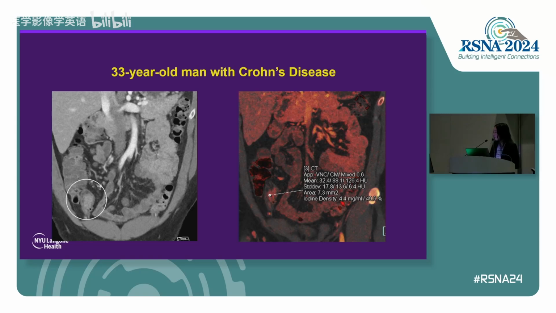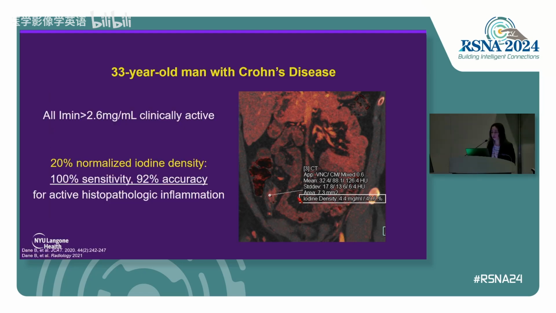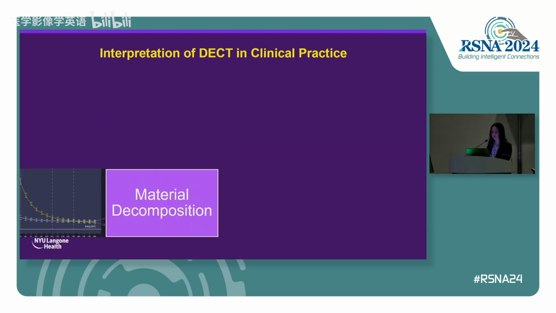But you can also draw region of interest measurements and see that the iodine density is 4.4 milligram per milliliter, 50% normalized to the aorta. And we found that 2.6 milligram per milliliter was a threshold for active inflammation using the Crohn's disease activity index, and a 20% iodine density threshold. So this number had 100% sensitivity and 92% accuracy for active histopathologic inflammation. So this is something that we're doing daily in our routine practice at NYU.